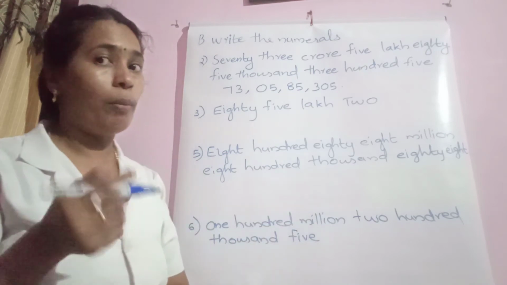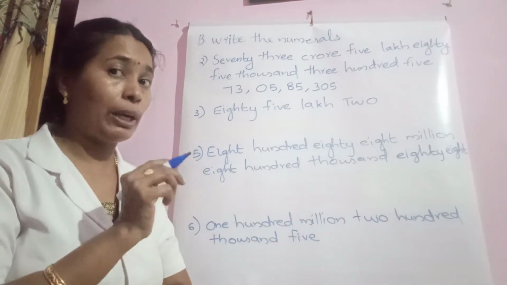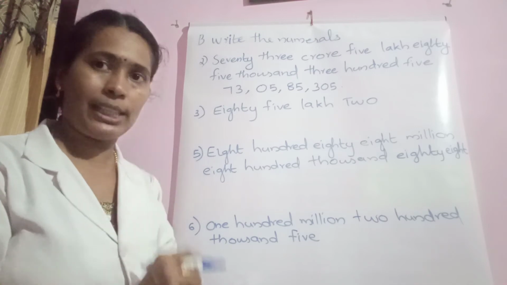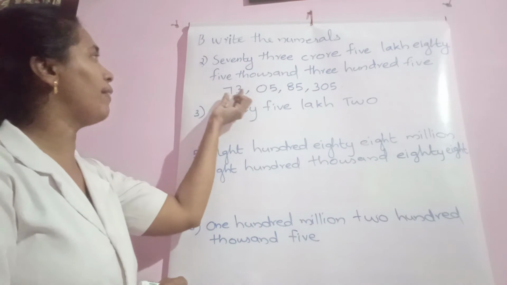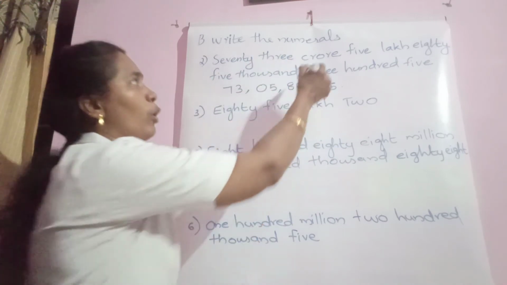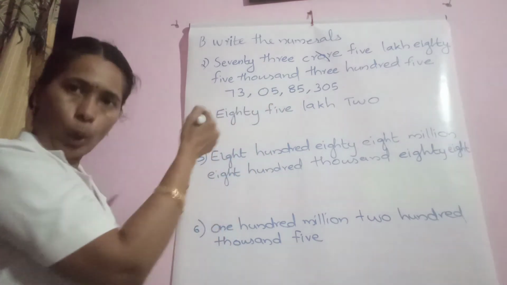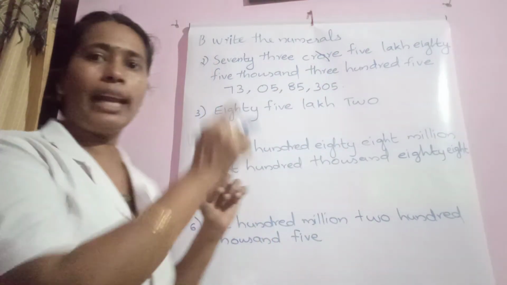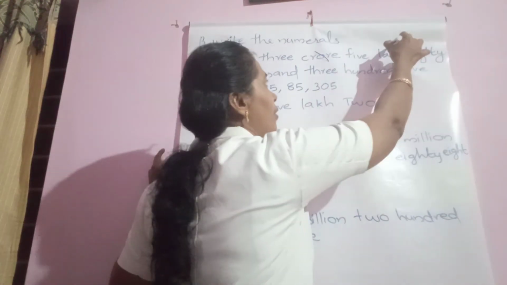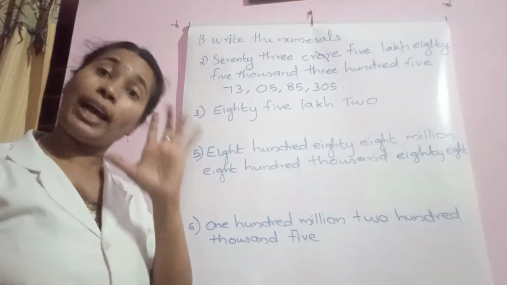Teacher told you commas are given for the periods. So read this one: 73. Understood? Instead of crore, what can we write? Comma. Next one, 5 lakh only. In the lakhs place, what can we write? Here we can put a comma. Instead of lakh, we put a comma. In between, 5 is there.